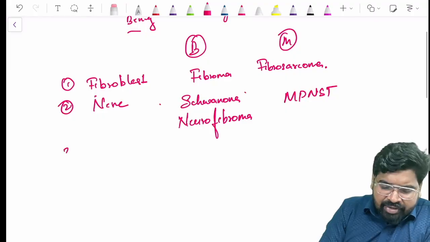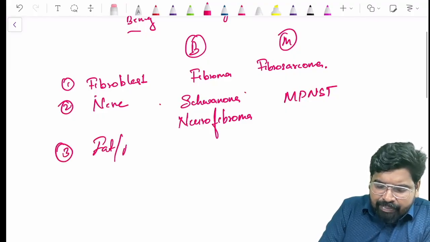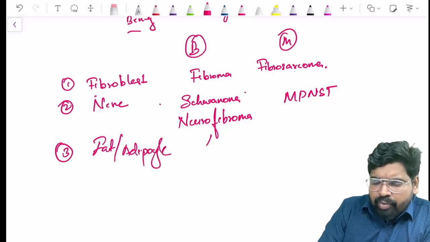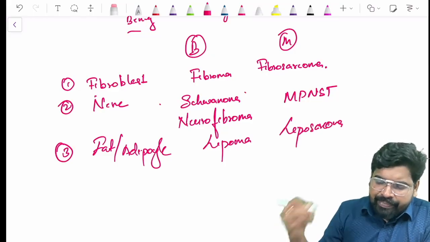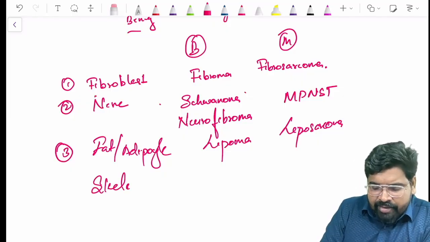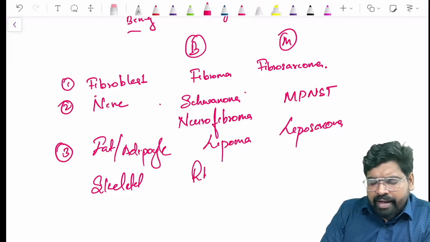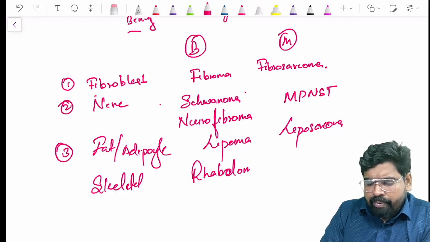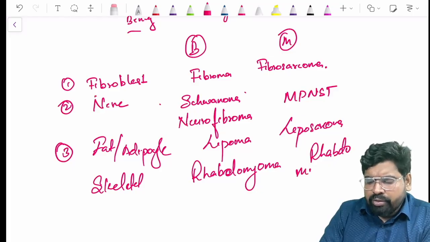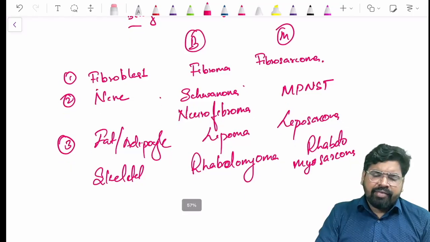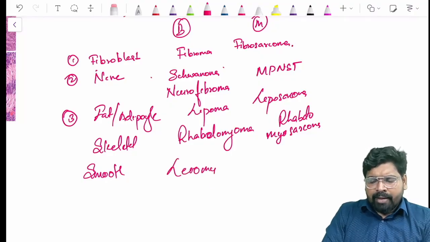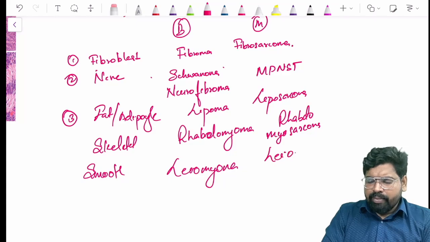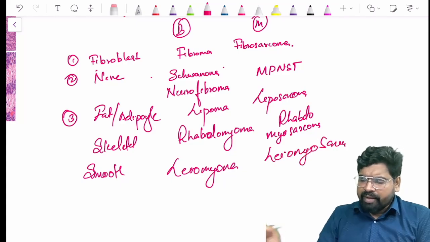Here comes the third one, your fat cells, or adipocytes. The tumor is lipoma, and the malignancy is liposarcoma. And skeletal muscles? Rhabdomyoma and rhabdomyosarcoma. And if you see the smooth muscles, what about the smooth muscle? Smooth muscle is leiomyoma and leiomyosarcoma.